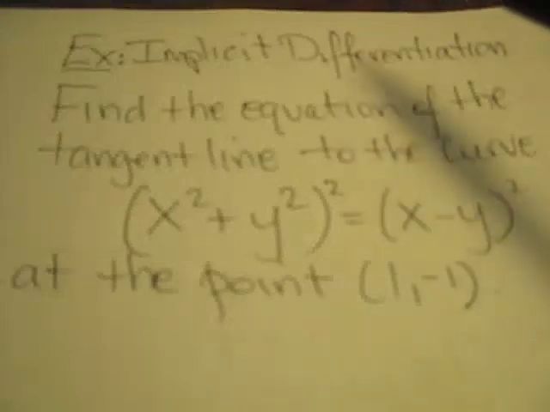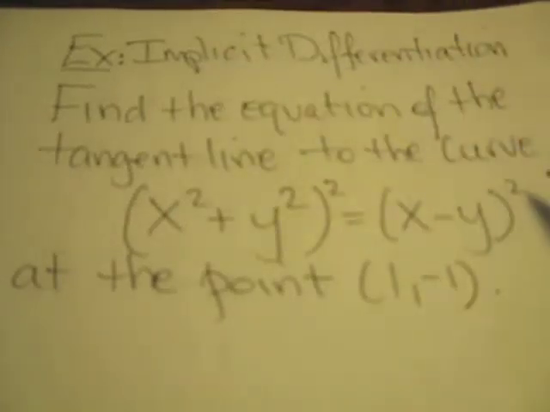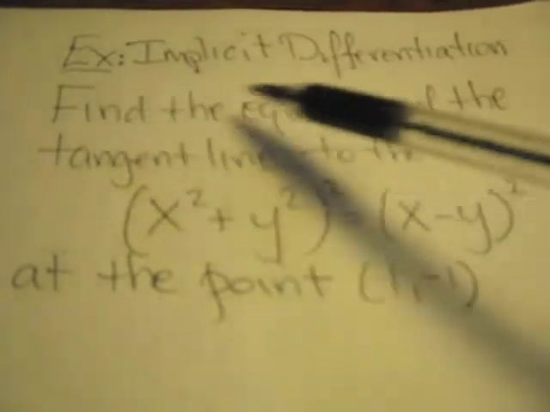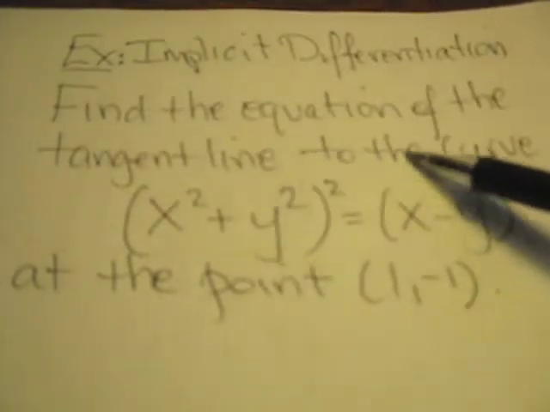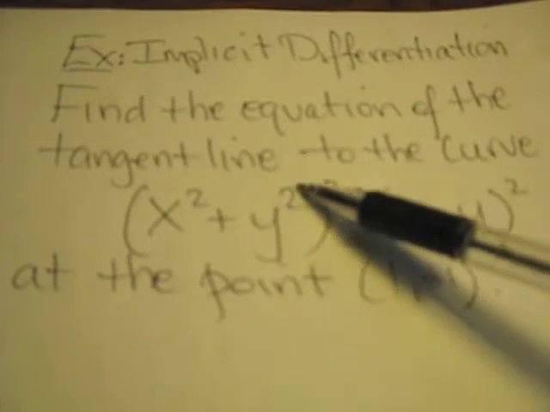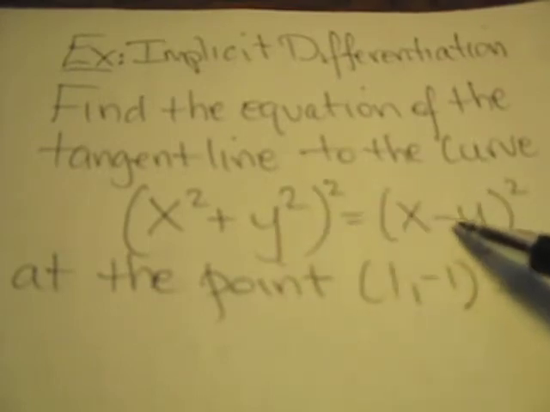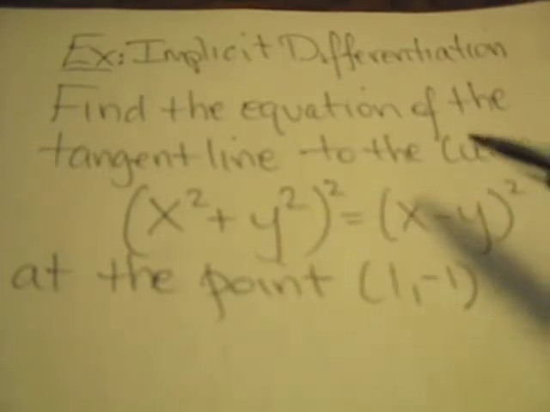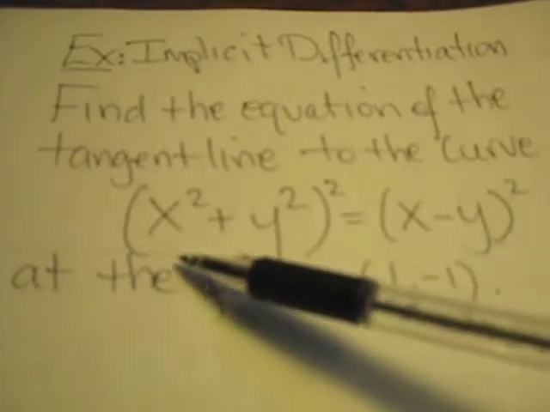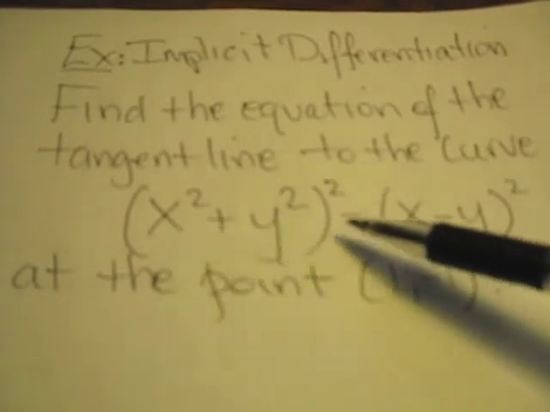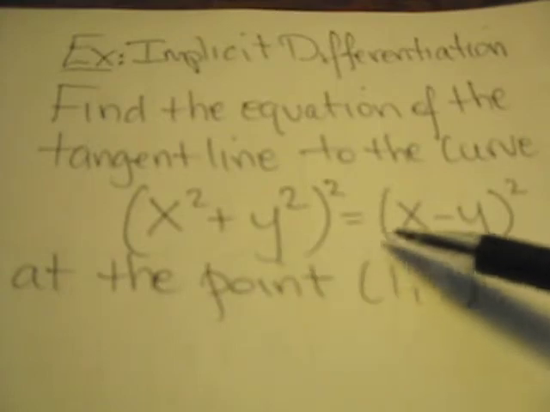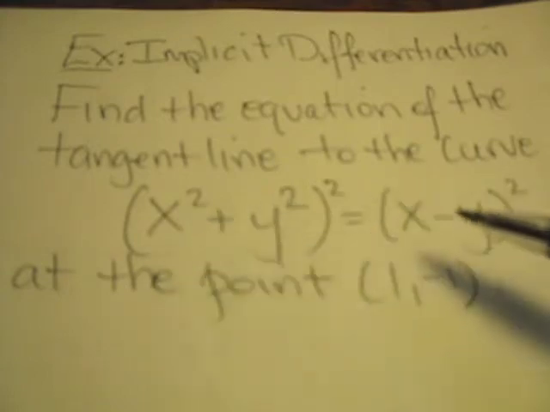Okay, in this example we're going to apply implicit differentiation. We're asked to find the equation of the tangent line to the curve (x squared plus y squared) all squared is equal to (x take y) all squared. Now we're going to require implicit differentiation because this function is in implicit form. Notice it has y's distributed through the function expression.